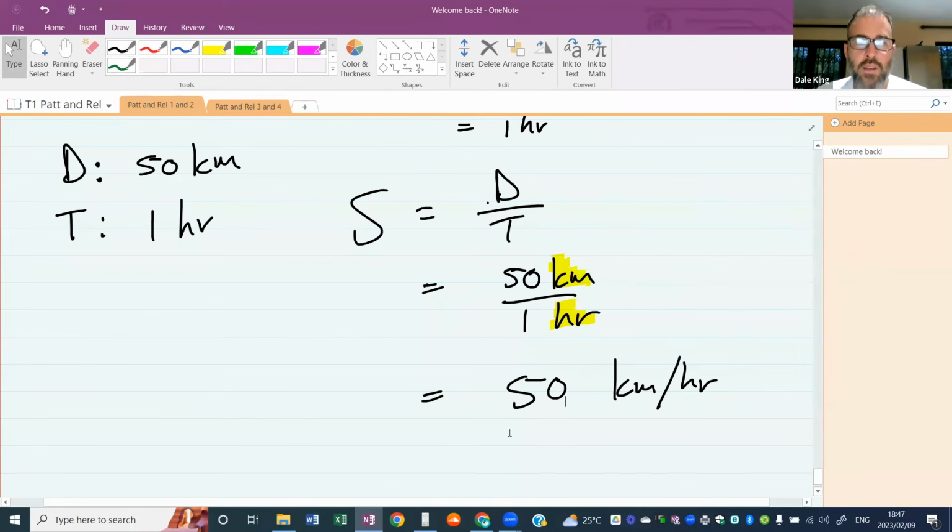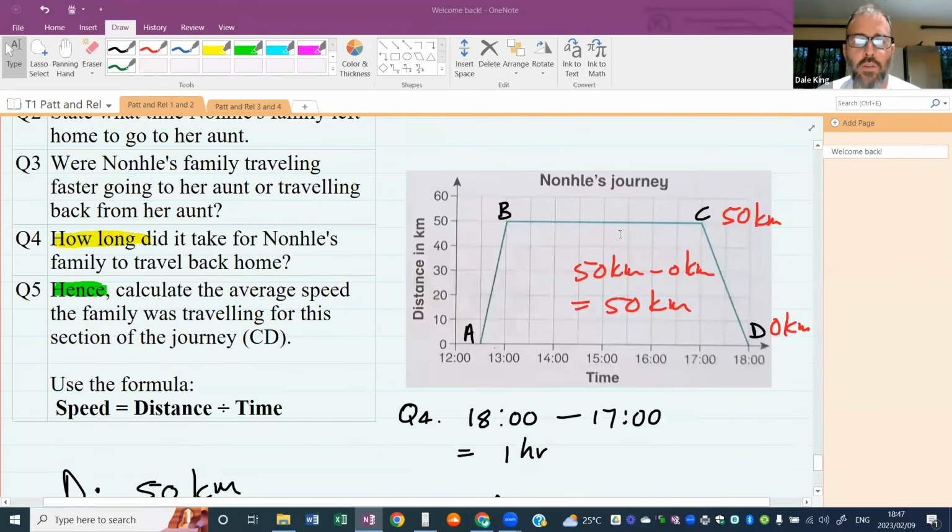Any questions about this? Are you guys thinking, why am I getting a different answer? Well, I'll have a look at my method. Does anyone want to raise any questions about this? Because what I'm going to ask you to do next is work out the speed of the first part of the journey, which is from A to B.